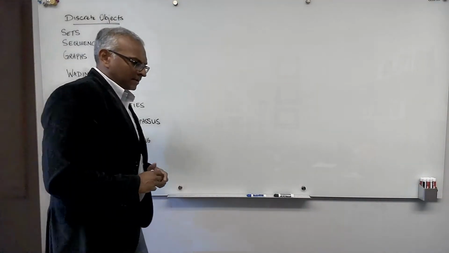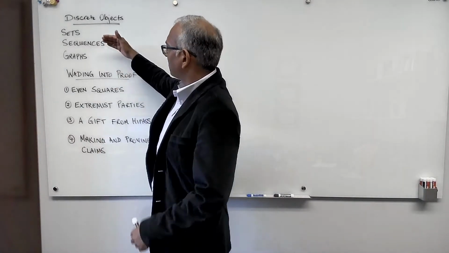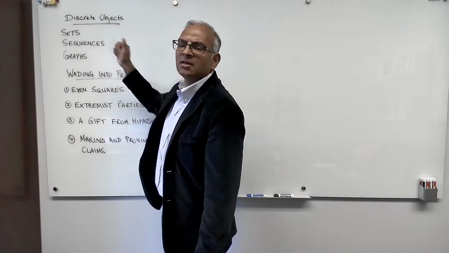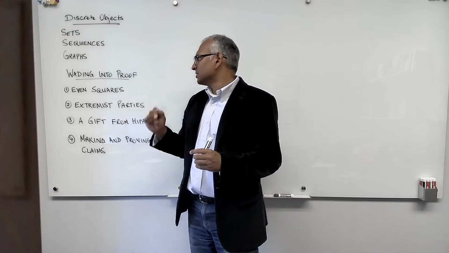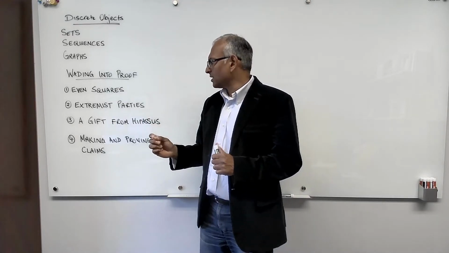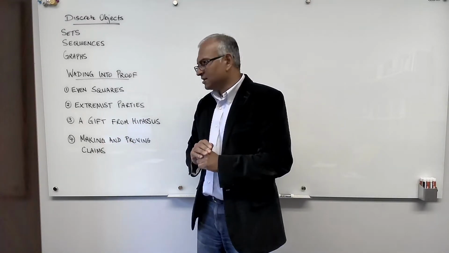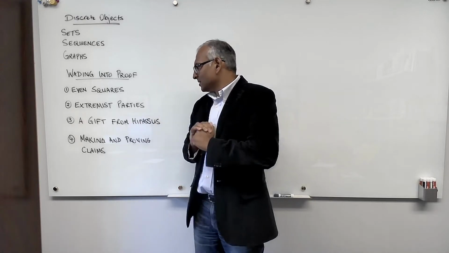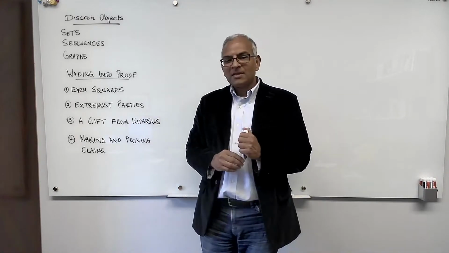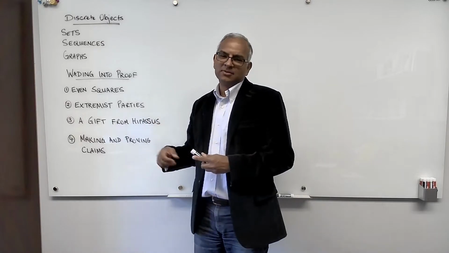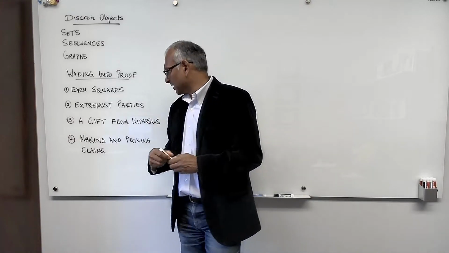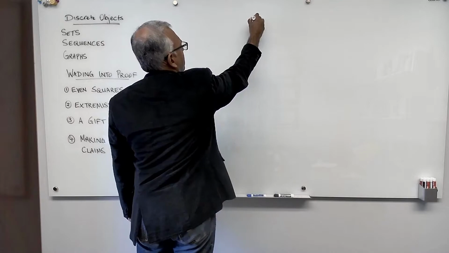Okay, so discrete objects. So we're going to talk about sets, sequences, and graphs, and then we're going to wade into proofs. Okay, and I'll tell you about even squares. I'll tell you about extremist parties. I'll give you a gift from Hippasus, and last I'll conclude with some guidelines for making and proving claims. Okay, so sets.